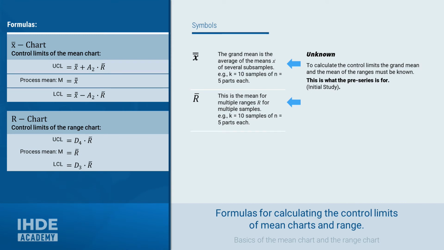The mean values and the range are initially unknown. If the control chart is to be created for an existing series production, samples from the current series must be taken to determine it. If it is a new process, a small number of parts must be produced and measured specifically to determine this data. This process is called pre-series.